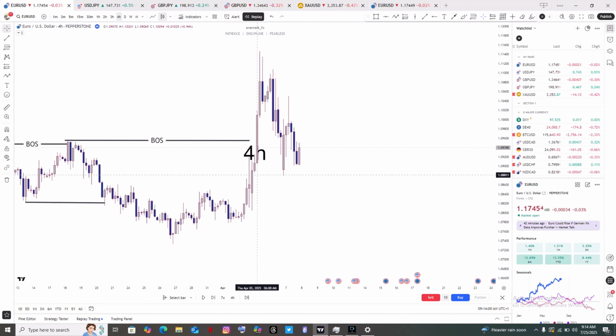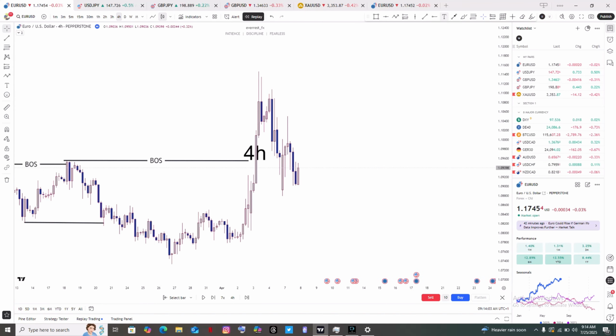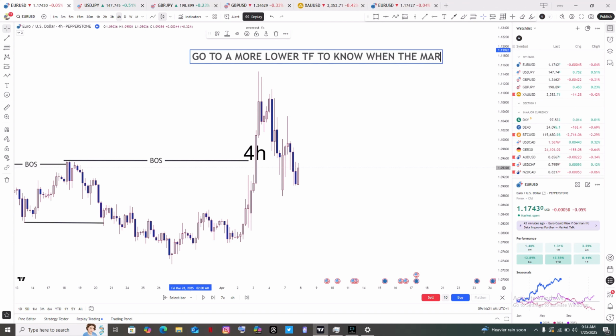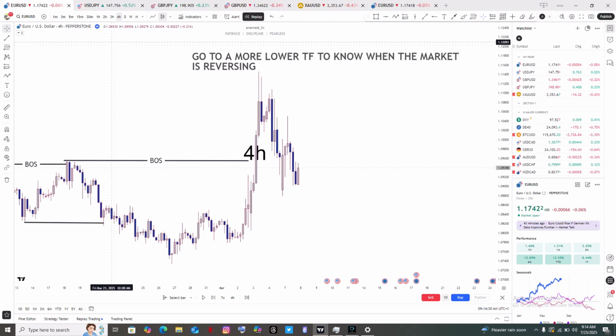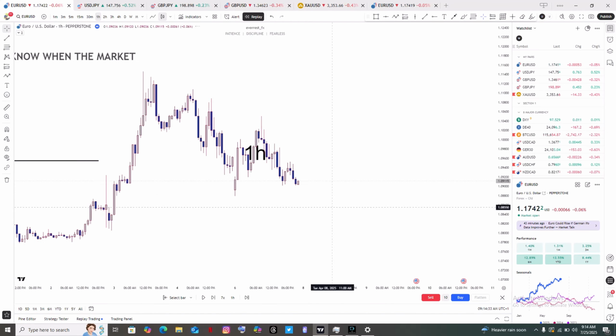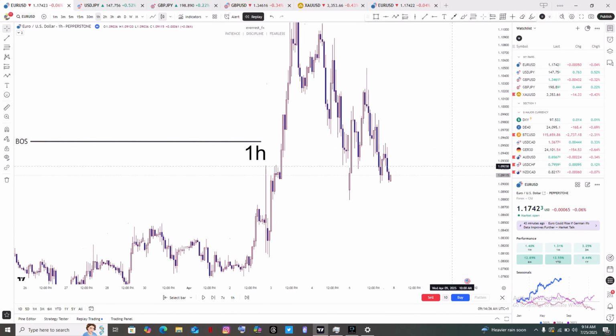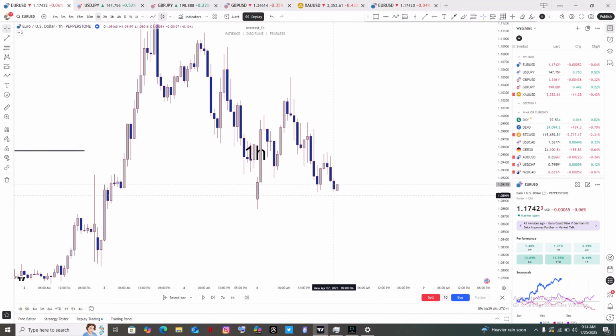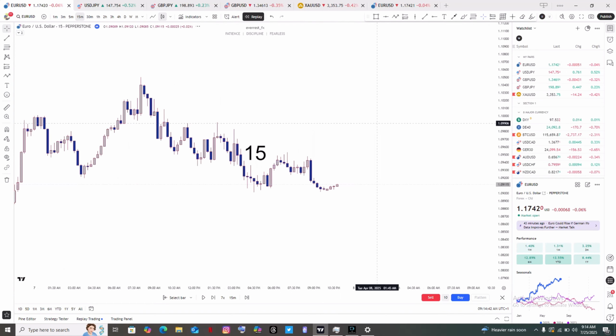Now we are on the 1 hour. How do you know when the market is going to be retracing? You go to a more lower time frame, TF is time frame, to know when the market is reversing. Okay, so we are using 1 hour and 15 minutes. Let me go to 1 hour first. 1 hour, we have a structure here. Let's go to 15 minutes.